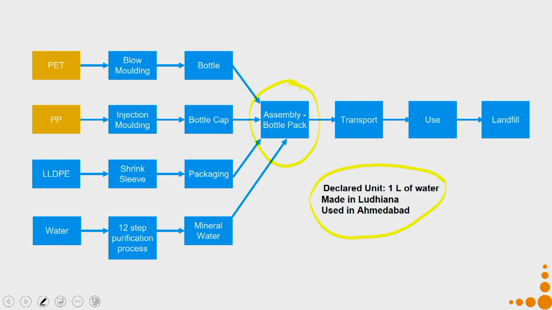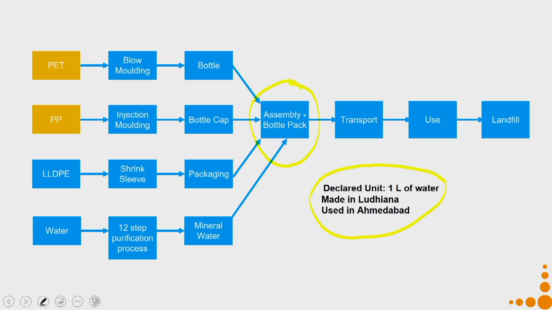I have to also determine a transportation scenario. So, the transportation scenario is made in Ludhiana and used in Ahmedabad. You can define an appropriate transportation scenario. Where it is made and where it is used is important, because that determines the distances, and how it will travel. If it has to travel over sea, over air, or it can do land transportation and so on.